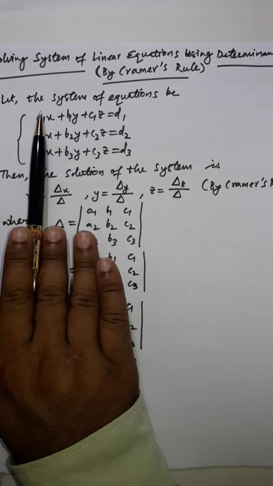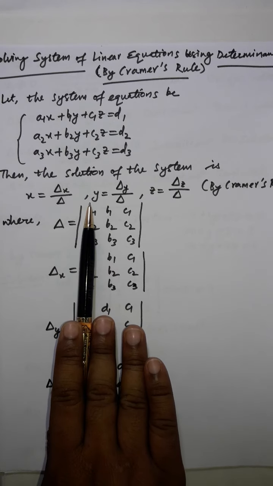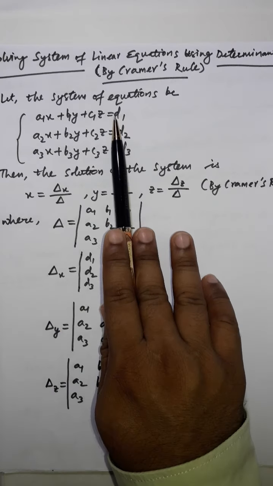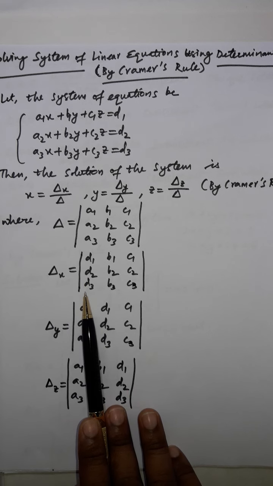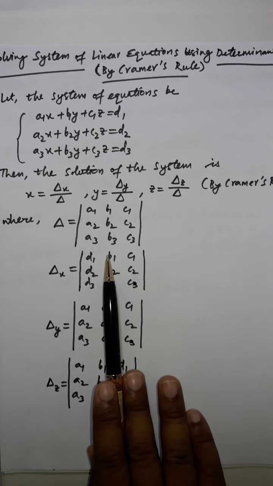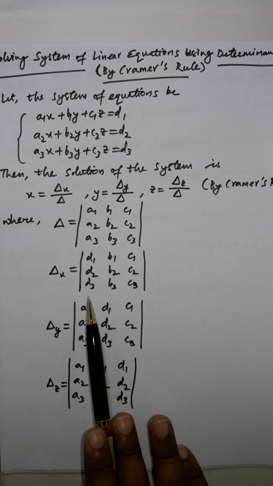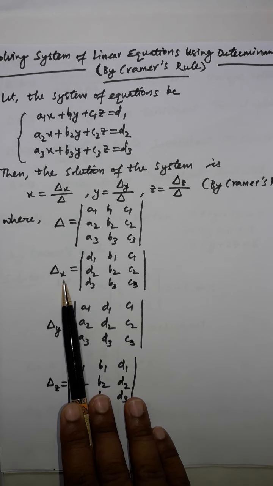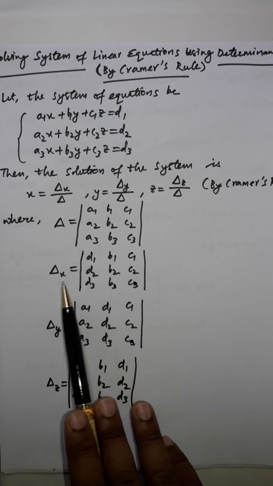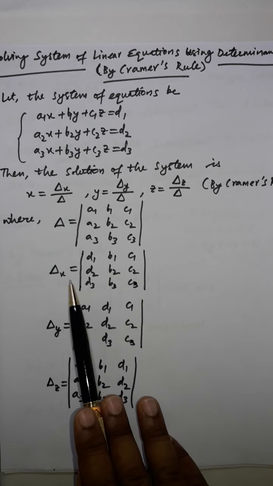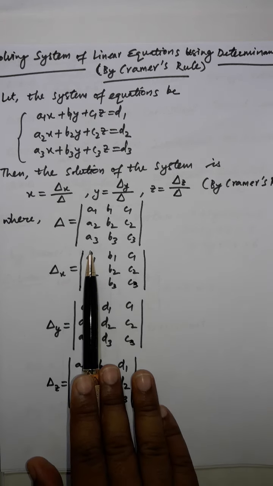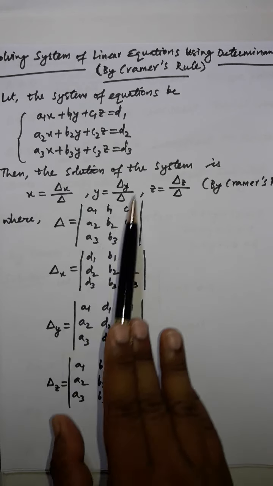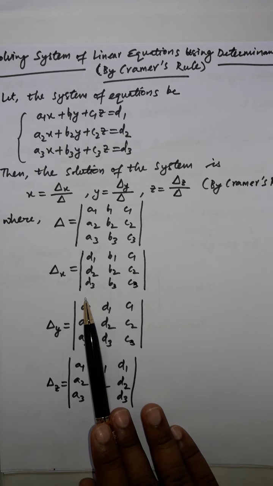So if I am replacing the x column, or first column elements, with the right side constant coefficients d1, d2, d3, keeping the other two columns the same as before, then I get a new determinant that I can write as del x. Why is it called del x? Because del is the determinant, and x means I am replacing the x column with the constant column d1, d2, d3.